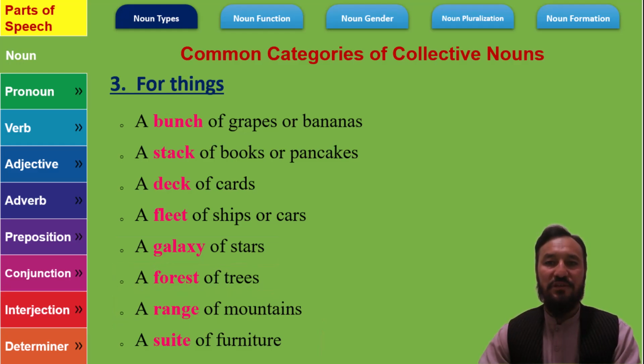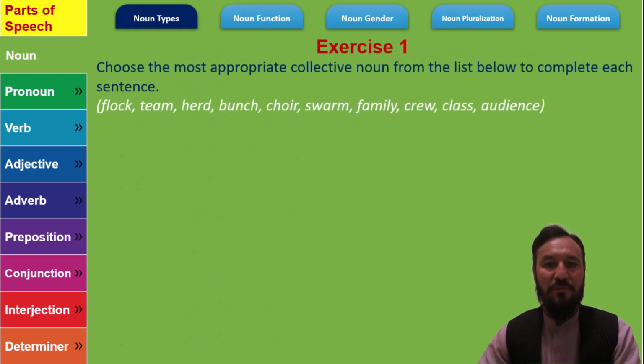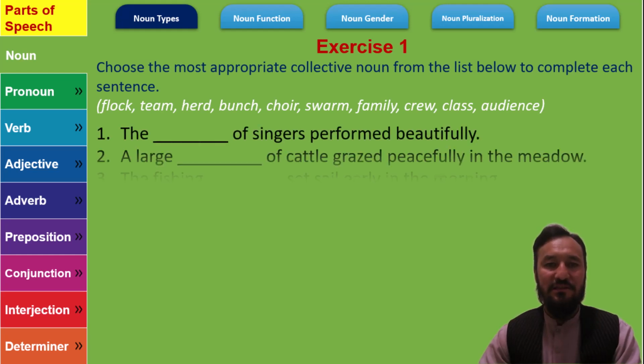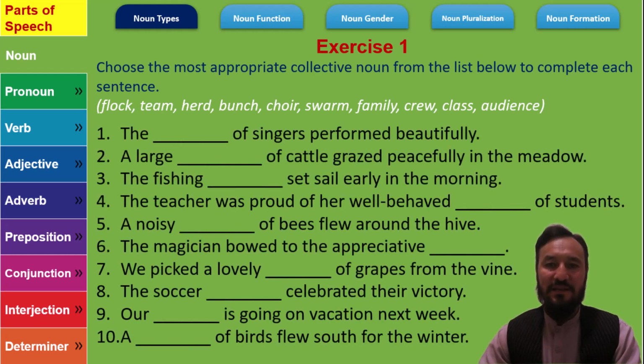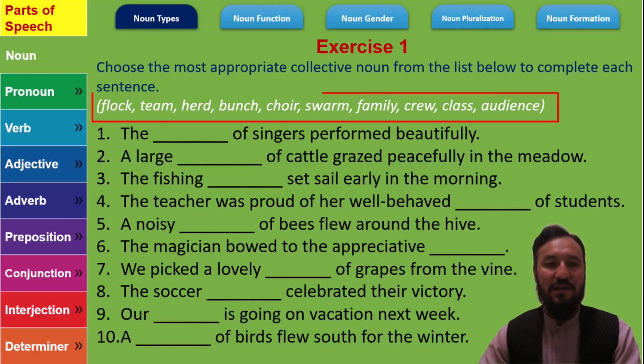suite for furniture. Now that we have covered the definition and usage of collective nouns, it is time to put our understanding to the test with a couple of exercises. Exercise number 1. Choose the most appropriate collective noun from the list below to complete each sentence. There are 10 sentences in this exercise. Each has a blank space. Complete each of them with the correct word from the list above.